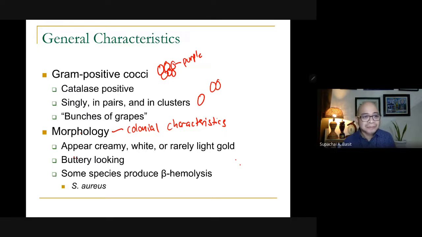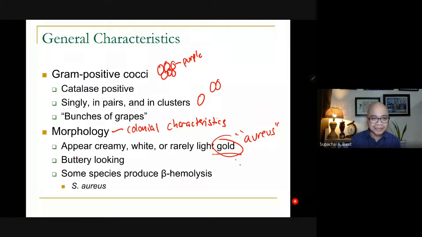Sometimes you will encounter the words cultural characteristics, colonial characteristics, or the appearance of the colonies. The colonies are creamy white or sometimes light gold. In fact, the term aureus refers to gold. Buttery looking. And some produce beta hemolysis.